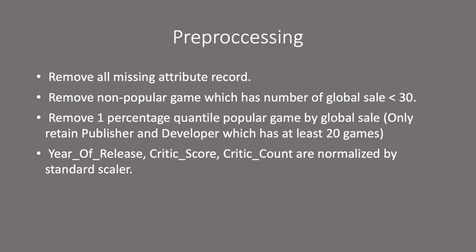Let's move to the regression steps. First, I remove all the records with missing attributes. Then I remove non-popular games, with global sales lower than a threshold, and remove the top 1% quantile of popular games by global sales. And I only retain publishers and ratings which have at least 20 games. The year of release, critic score and critic count are normalized by standard scaler.